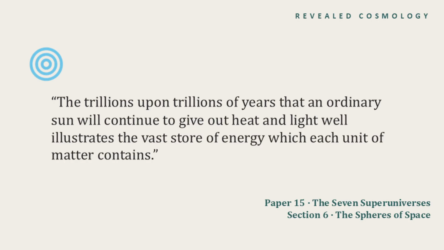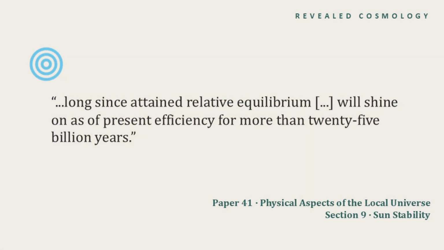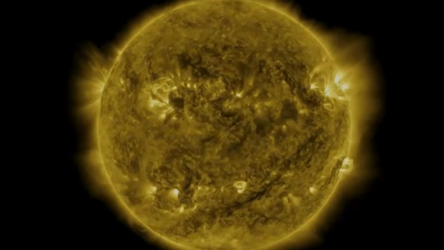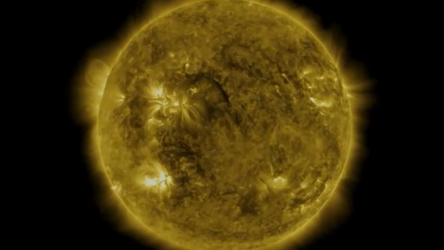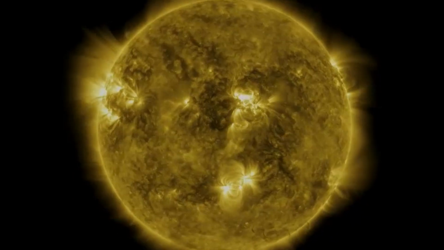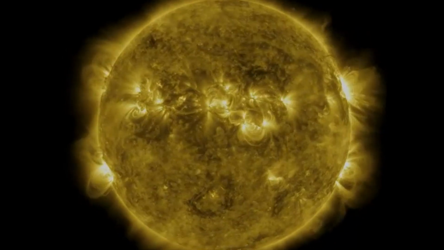The trillions upon trillions of years that an ordinary sun will continue to give out heat and light well illustrates the vast store of energy which each unit of matter contains. Our own sun, described as having long since attained relative equilibrium at 6 billion years of age, will shine on at present efficiency for more than 25 billion years. It is not stated whether efficiency will improve when the pulsations have minimized and the superuniverse organization matures.